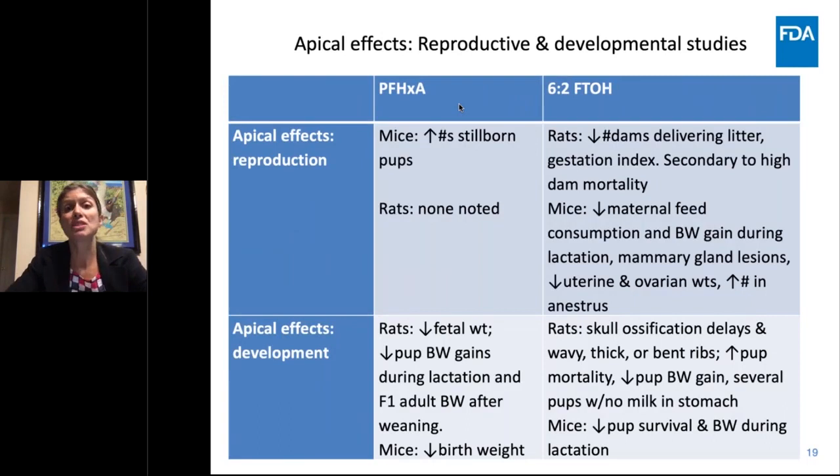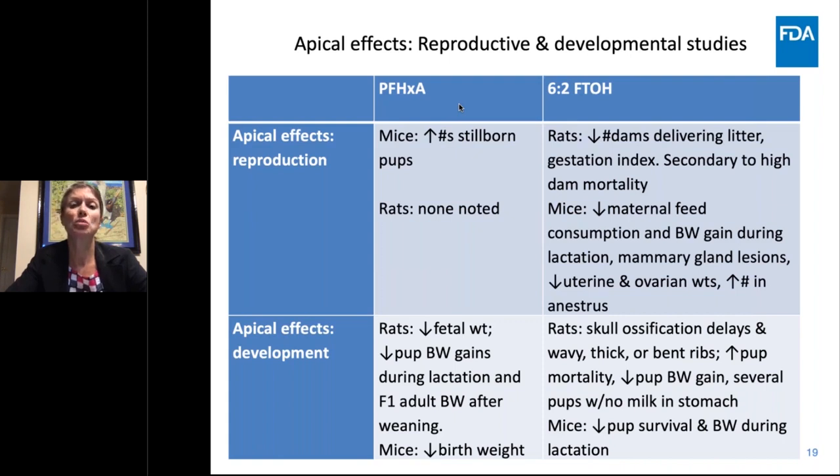So now we're going to discuss the reproductive and developmental effects of the two compounds. We were able to locate studies that were conducted in both mice and rats with perfluorohexanoate and the fluorotelomer. The apical effects on reproduction, again, show a marked difference. There were no effects on reproduction at all in rats, and only very minor effects in mice, which was increased numbers of stillborn pups.